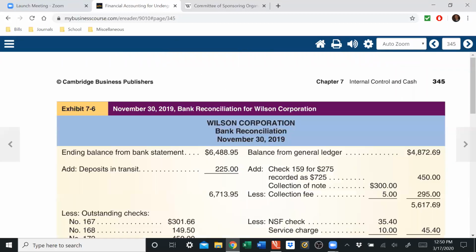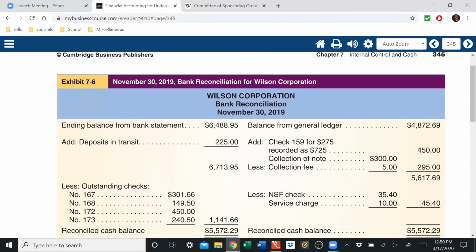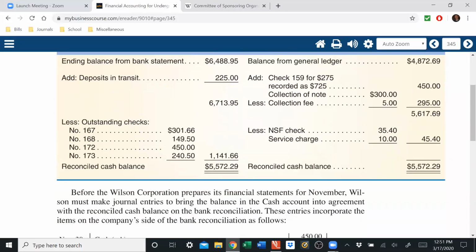So to summarize, here's our bank reconciliation. We start on the left-hand side with our unadjusted bank balance. We add the deposit in transit. Then we subtract those outstanding checks. And that gives us an adjusted bank balance of $5,572.29. We don't have to make any more adjustments to the bank side.